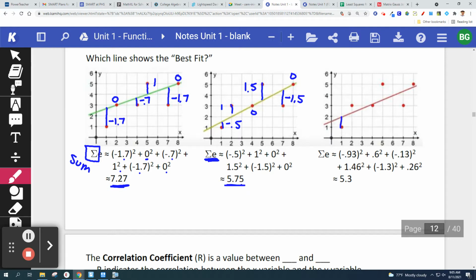And then over here, negative 0.93, 0.6. By the way, there's no way we would know these numbers for sure. I made the example, and that's why I know what these numbers are. And this one's off just barely, negative 0.13, and this one's positive 1.46, and negative 1.3, and 0.26. So we find the sum of those squared residuals and find 5.3.